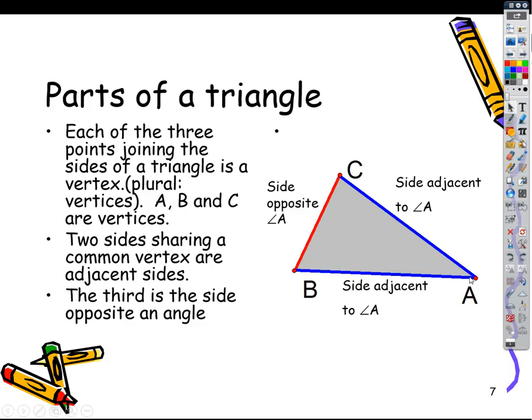And then the two sides that actually include the vertex at angle A are what we call adjacent sides, right? Adjacent just means next to, right? So that makes sense, doesn't it? This side is adjacent to angle A because it's next to it, right? It includes A.